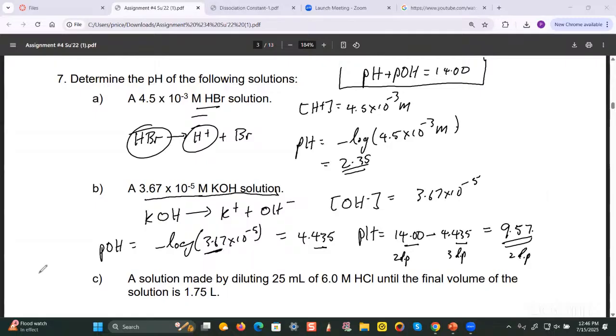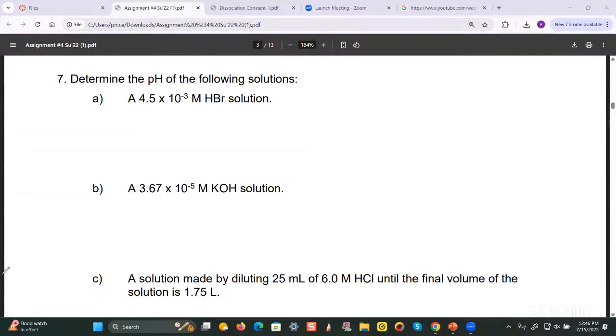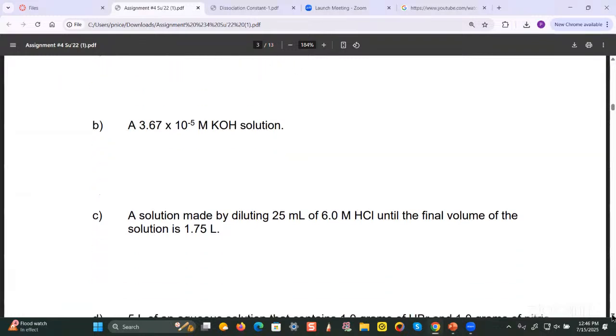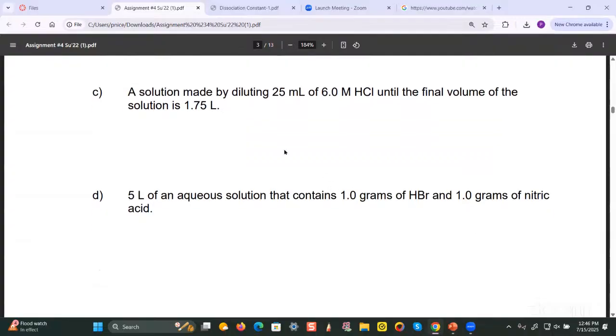So let's clear this and move on to the C part, which says you're to find the pH of a solution by diluting 25 mL of a 6.0 M hydrochloric acid until the final volume is 1.75 liters. So let me hear your suggestions as to how to do this one.